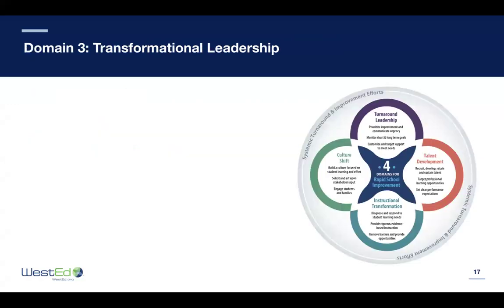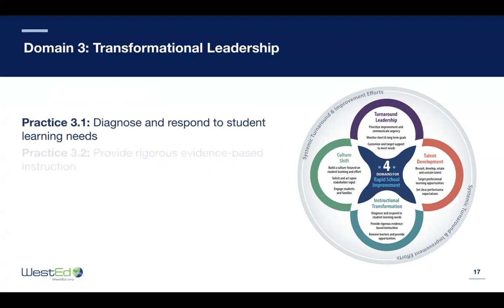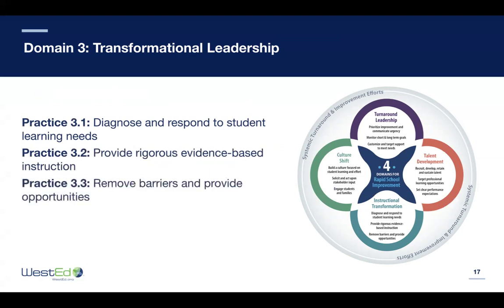Domain 3, transformational leadership. Practice 3.1, diagnose and respond to student learning needs. Practice 3.2, provide rigorous evidence-based instruction. Practice 3.3, remove barriers and provide opportunities.